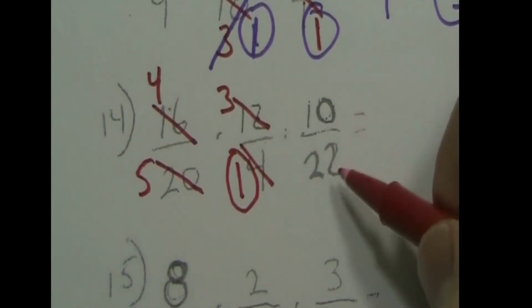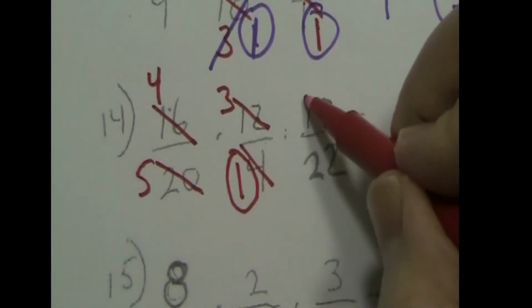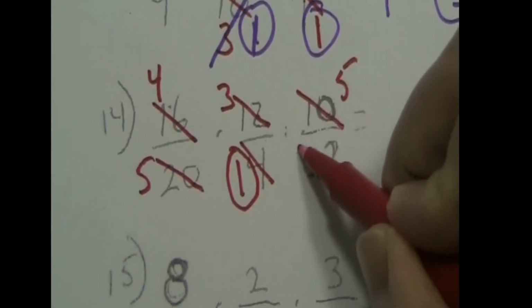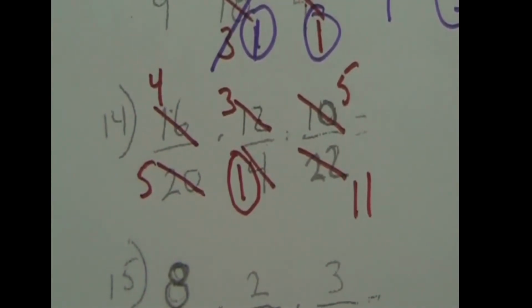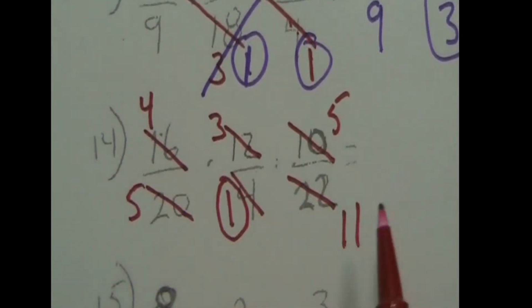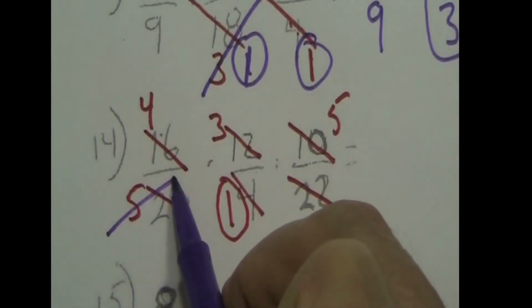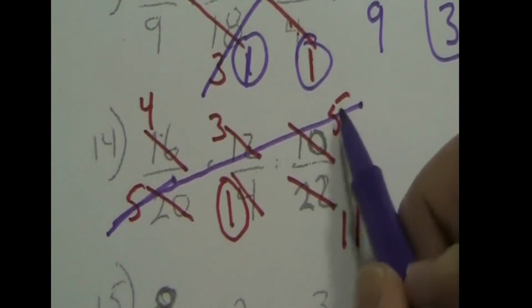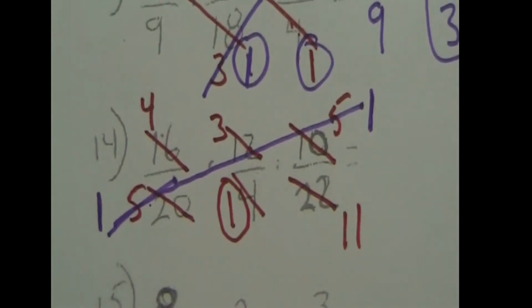Then I have 10 and 22. Let's see, 2 goes into both of those. 2 goes into here 5 times. 2 goes into 22 11 times. Okay, now we could multiply across right now, but we still end up reducing. Can you see something you can reduce right now? Hopefully you can see that I have a 5 on top and a 5 on the bottom. Those, if you want to draw a line all the way over, that's okay. Those reduce. 5 goes in here once, and 5 goes in there once.